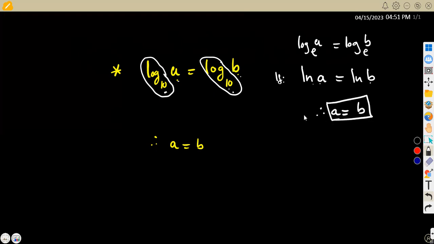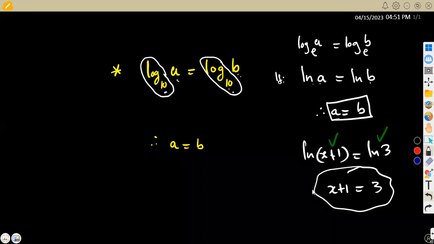So if you have a single logarithm, the ln of x plus 1 is equal to the ln of 3. What are we going to do? We simply equate these two, so x plus 1 is equivalent to 3, and we can calculate the value of x. That is how we can change a logarithmic equation to a normal equation by equating from a single log.